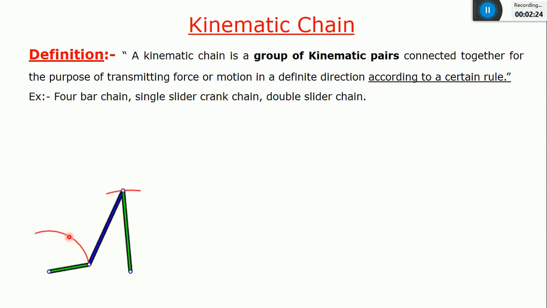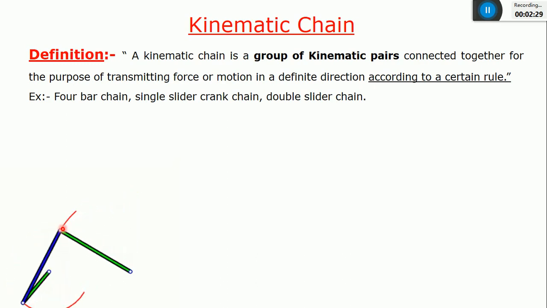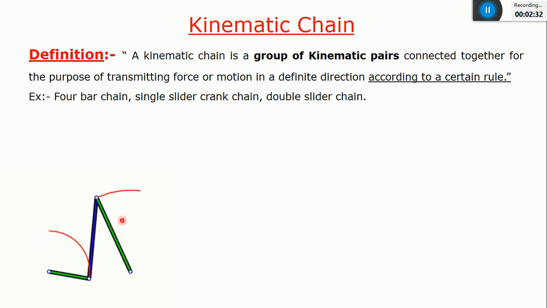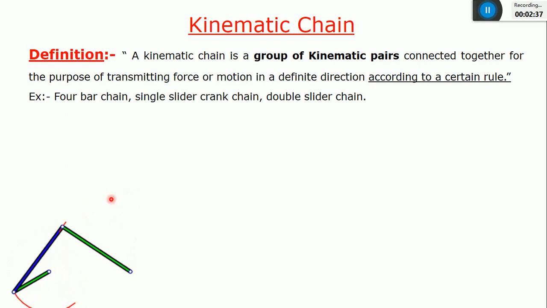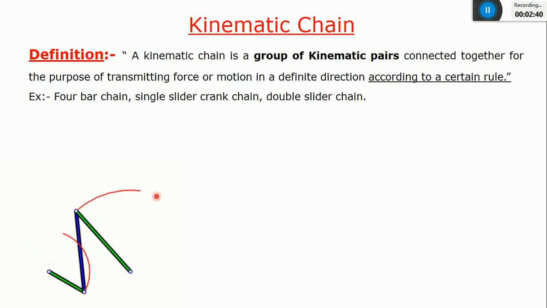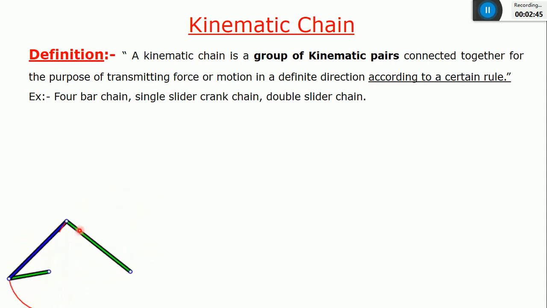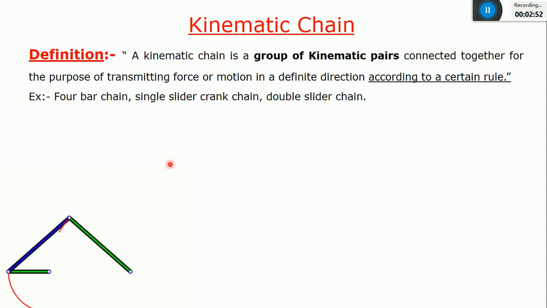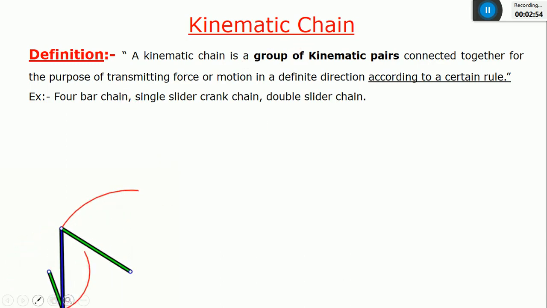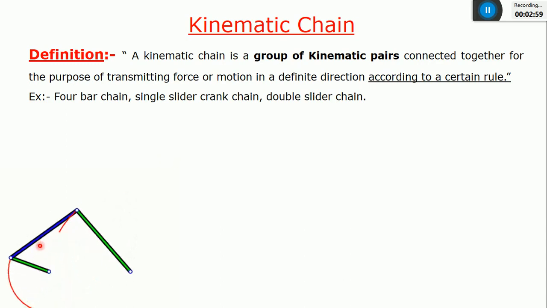It's popularly known as a coupler, the blue color link, and the fourth link is this one. You can call it a rocker. This is a rocker which has an oscillatory motion. You can see the path, it is oscillating. I can call this a four bar chain. And if you want to call this group of kinematic pairs a kinematic chain, it should satisfy some conditions. It means all the links or any point on any link should follow a definite path.